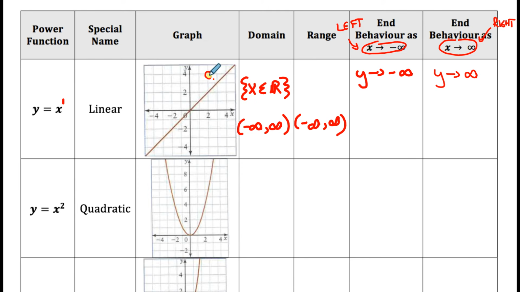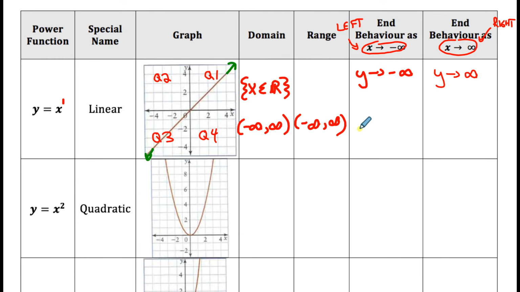This is quadrant number 1, this is quadrant number 2, this is quadrant number 3, and this is quadrant number 4. So when I say where does this function start, I mean as I move from left to right along this function, where does it start and where does it finish? The function starts down in this quadrant and it finishes up in this quadrant. So we would say the function goes from quadrant 3 to quadrant number 1.